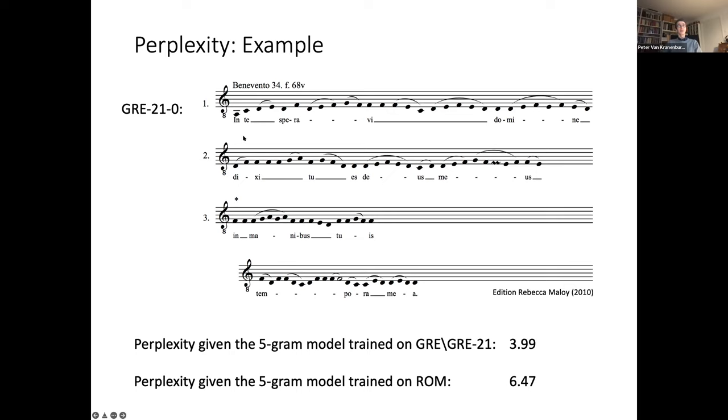Let's have an example. So again, this melody I was singing. If we compute the perplexity of this melody given a 5-gram model trained on Gregorian chant, we find the value 3.99. If we compute the perplexity of this melody given a model trained on Old Roman chant, we find a value of 6.47, which means that this melody has a better fit in the corpus of Gregorian chant compared to the corpus of Roman chant, which is not surprising because it is a Gregorian melody. And that confirms the identity of the melody. So in this case, our model is delivering as expected. And apparently this chant is regular in that sense.